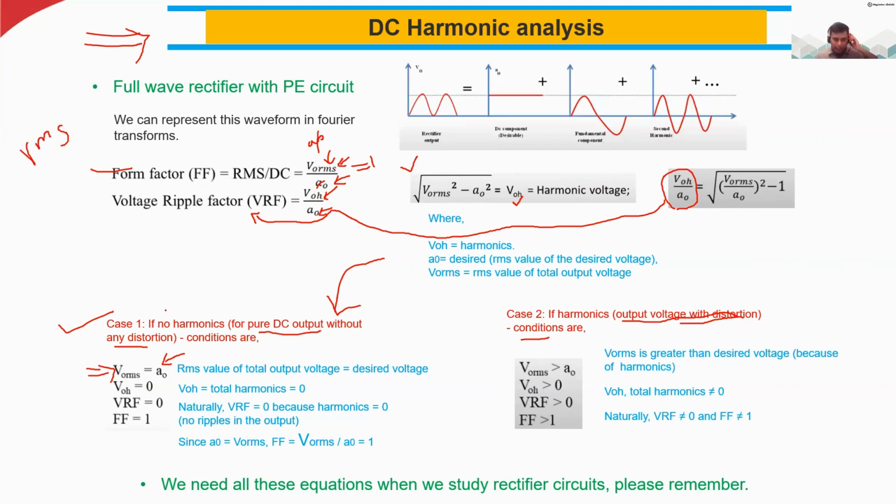And here we applied 2 cases. Case 1, no harmonics. Then these are the conditions. If you do not want to have any harmonics in your output, these are the conditions. If harmonics happen, then this is the formula, and this is what is happening. So remember these equations. Maybe we need all these equations when we study rectifier circuits.